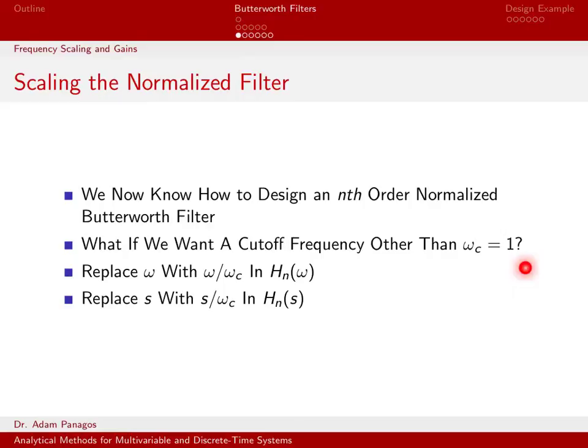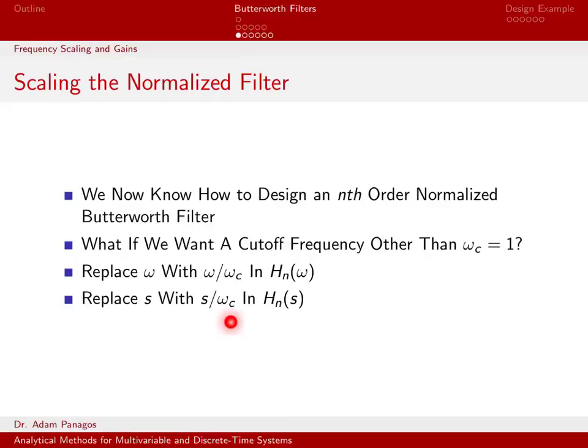In the frequency domain, we can scale our normalized filter from omega c equals 1 up to whatever omega c we want simply by replacing omega with omega over omega c. Equivalently, we can scale our filter in the S domain by replacing S with S over omega c. So either of these options is something we can do to scale up our normalized filter to our desired cutoff frequency. This might look a little weird right here.